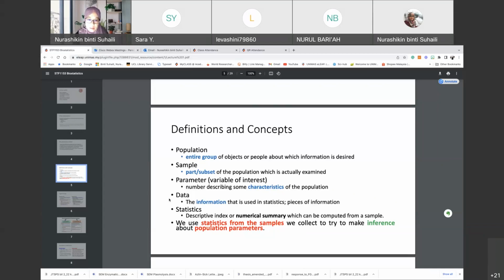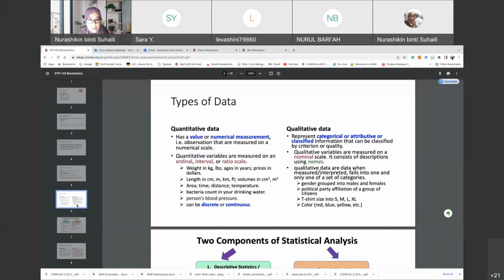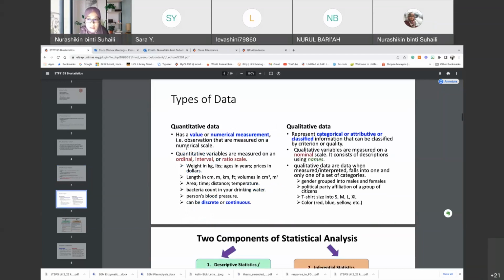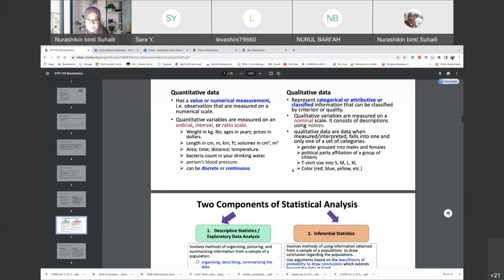Statistics in general is described as a numerical summary of many data. So when we say statistics, it means that there is a lot of information in it, but we call it statistics. Okay, so that's just to revise certain terms. Types of data, I've mentioned already: quantitative, qualitative. It's very easy. Quanti is quantity, it's about values, numbers. Qualitative is about quality.